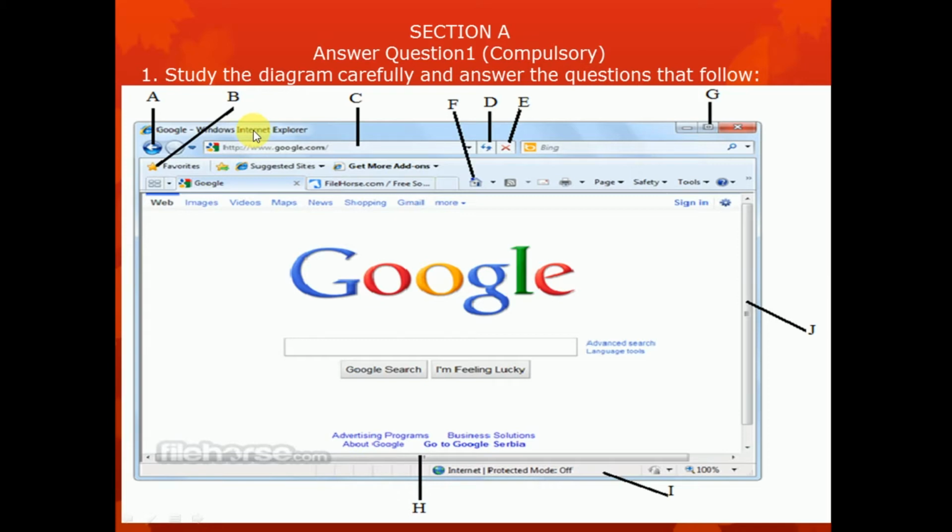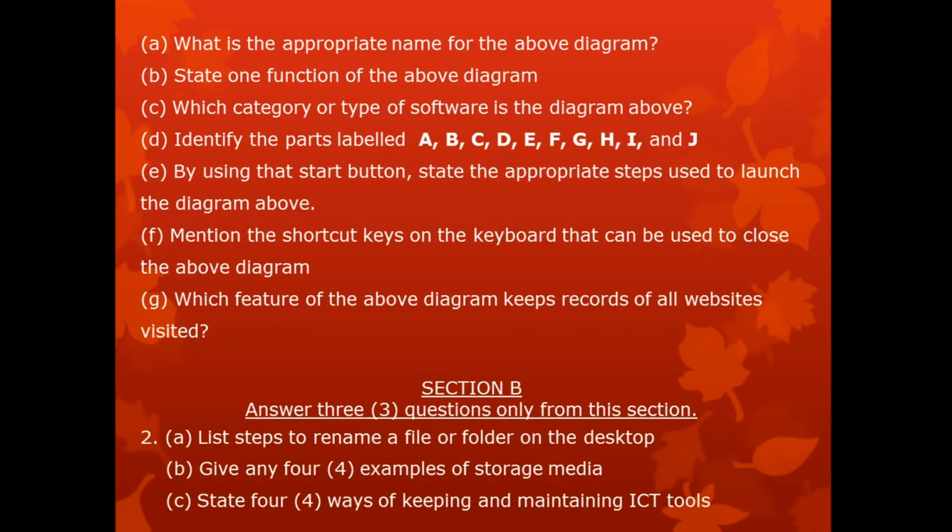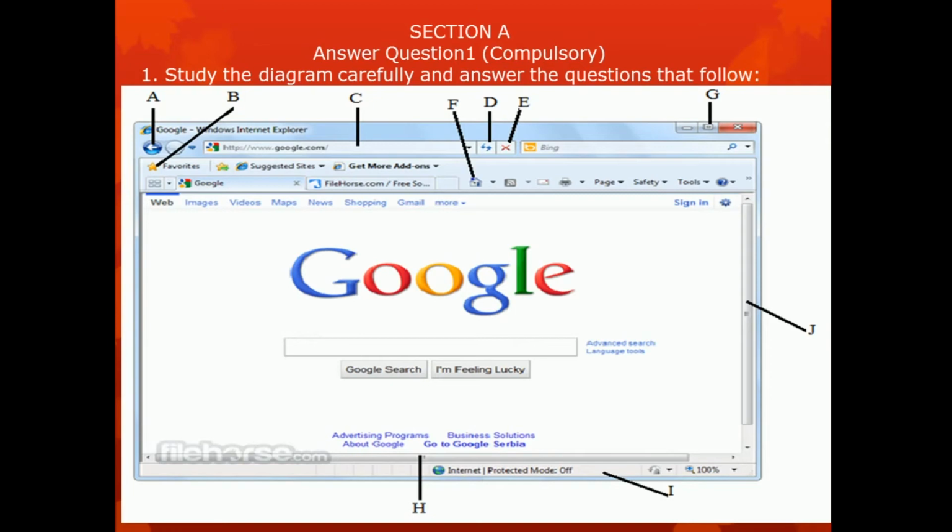Let's move to the next question. State one function of the above diagram. It is a program used to access information. It is a program or an application used to access information. So that is it for the B. Good.